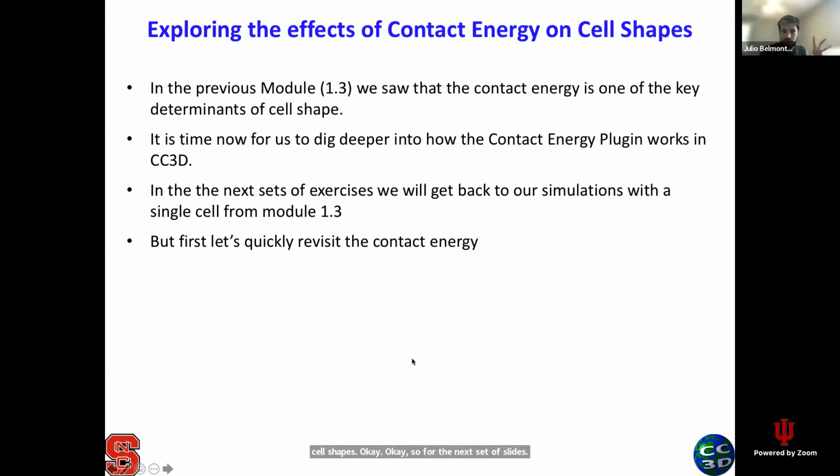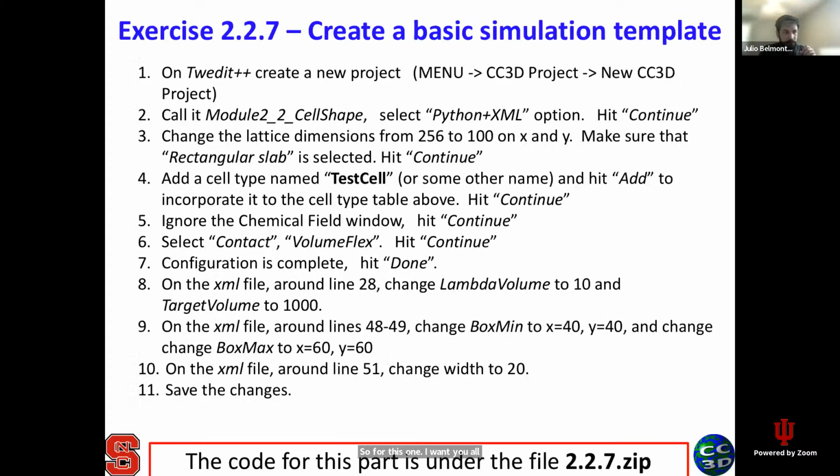For the next set of slides, I'd like to talk a little bit more about how the contact energy works, and use single cell simulations as an example. Instead of building this model from scratch, I want you to go to student materials and download the 2.2.7.zip code file and open that. Or if you don't want to open that, just look at my slides, that's fine as well. You can do this exercise later over lunch, okay? So please download that material and open it so you have the code in front of you, and you can do the exercise I propose later.